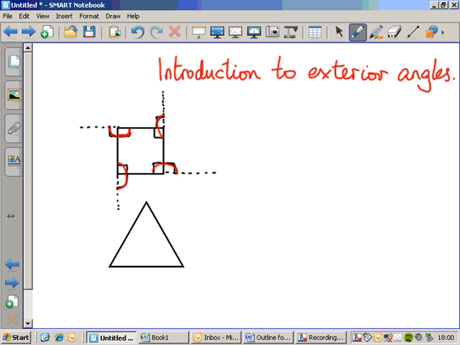So if the angle on the inside is 90 degrees, then the angle on the outside will also be 90 degrees, or a right angle, won't it? Because 180 minus 90 equals 90. So we can see then that the square has 4 exterior angles, and they're all right angles. And that will tell us then that the total of the exterior angles here is 360 degrees.